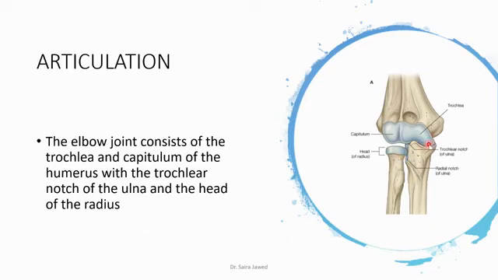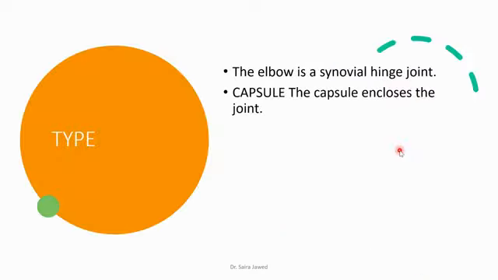Here we can see the trochlea of the humerus articulates with the trochlear notch of the ulna, and there is a head of radius articulating with the capitulum of the humerus. So the articulating areas are the capitulum and trochlea of the humerus, and the trochlear notch of the ulna and head of radius. These are the articulating surfaces of the elbow joint.